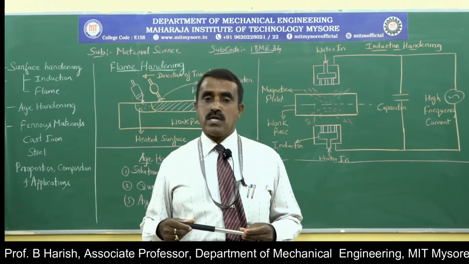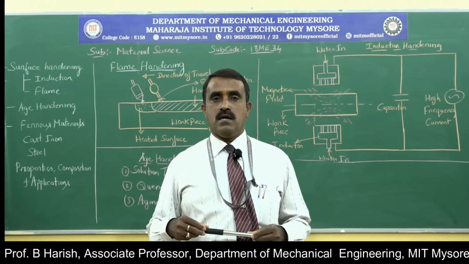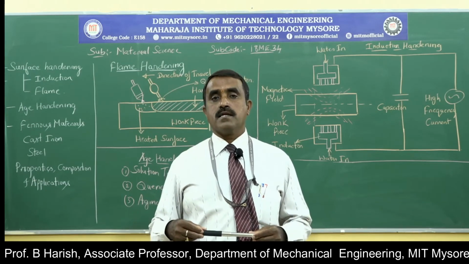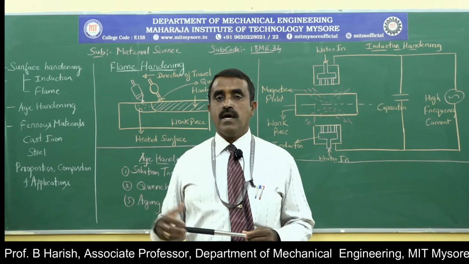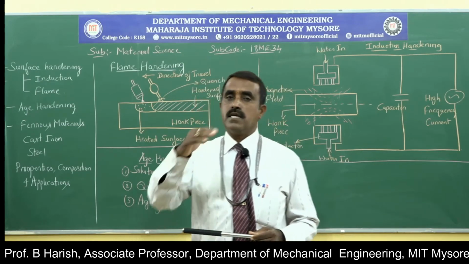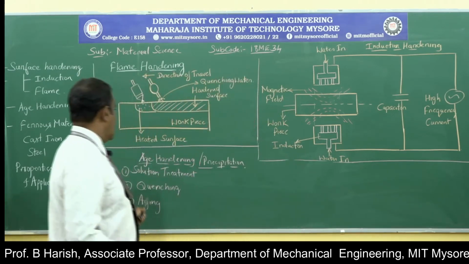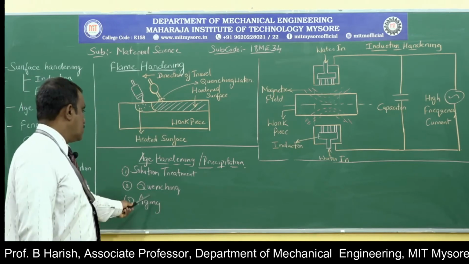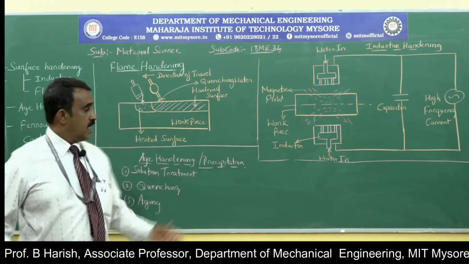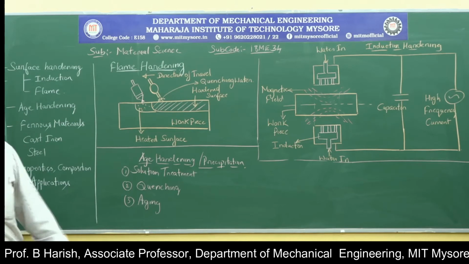Now that we know what is age hardening or precipitation hardening, how is the process done, or how does hardness get increased by this method of age hardening? Here the hardness of the material gets increased in 3 stages, or the process is carried out in 3 stages. The first one is solution treatment, the second one is quenching, the third one is aging.